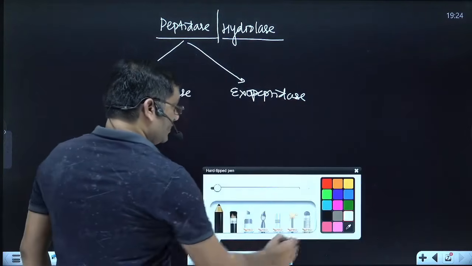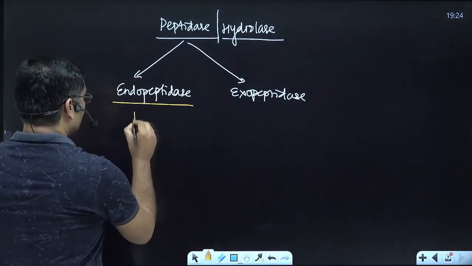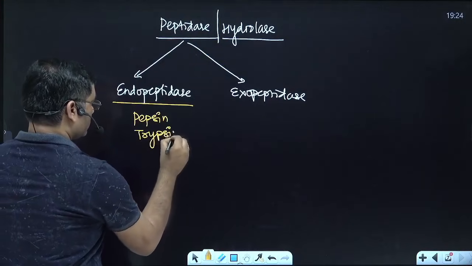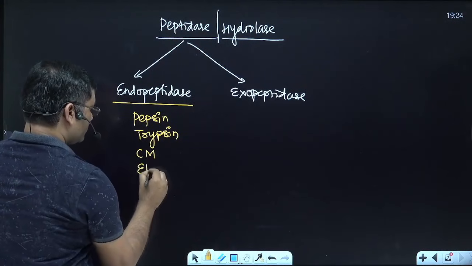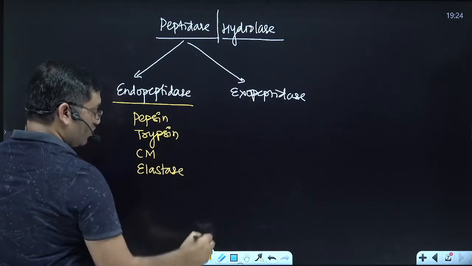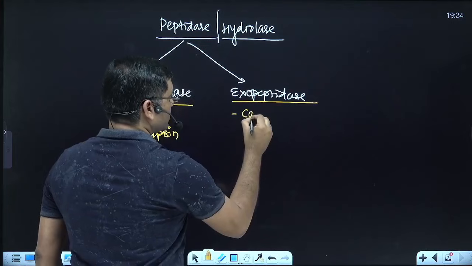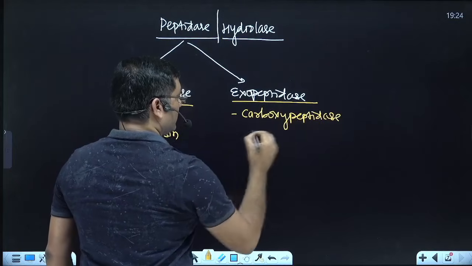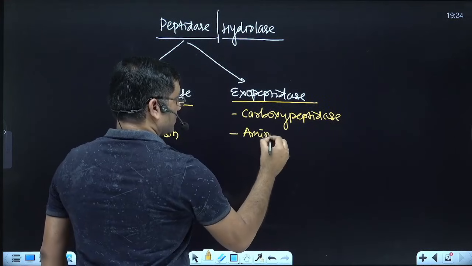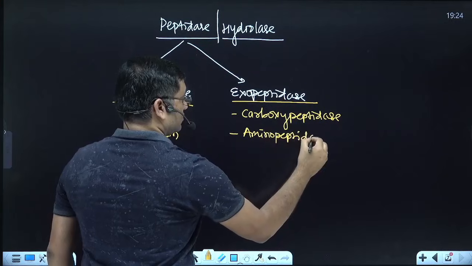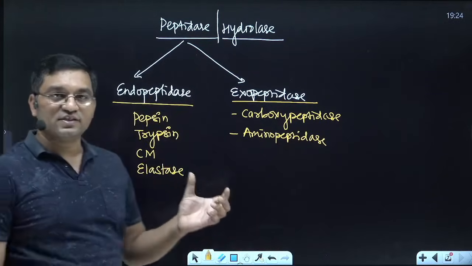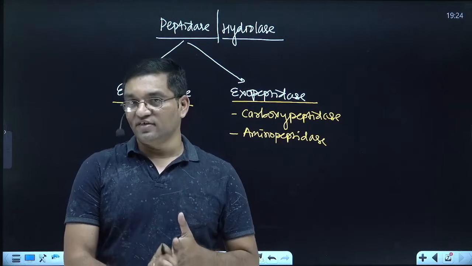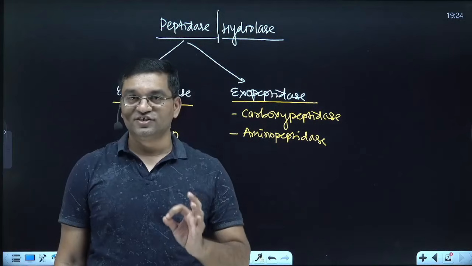The important endopeptidases are pepsin, trypsin, chymotrypsin, elastase. And the important exopeptidases are carboxypeptidase and aminopeptidase. These are the important enzymes involved in the digestion of protein. Absorption: sodium dependent, sodium independent, and the Meister cycle. So this is all about protein digestion and absorption.